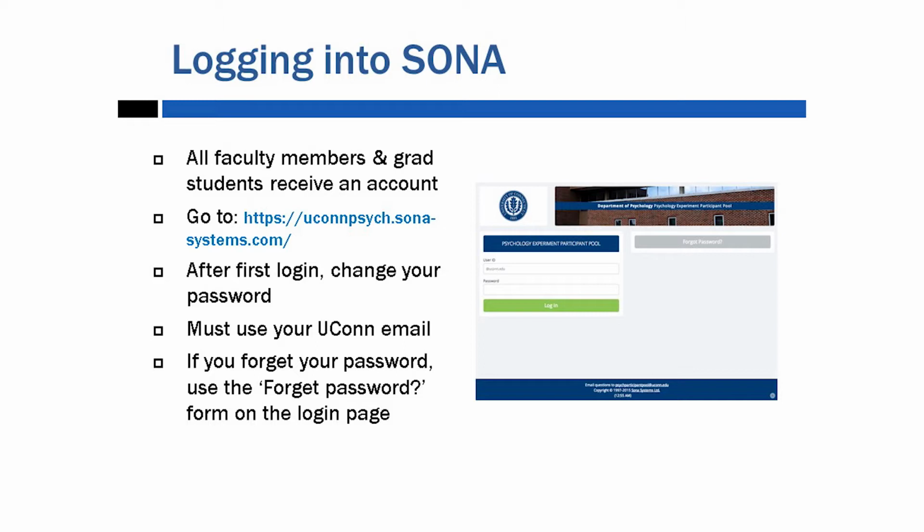So when you log in, basically the address is on the screen in front of you. And after that first login, please feel free to change your password. You must use your UConn email. That is the default way we find you and contact you with any communication from the pool. And if you ever forget your password, there is the handy forgot password link to find out what your current password is.